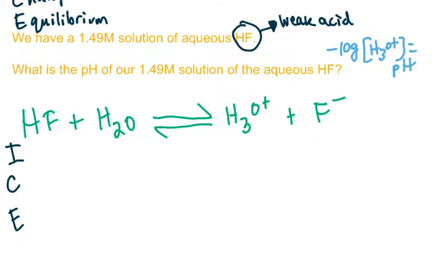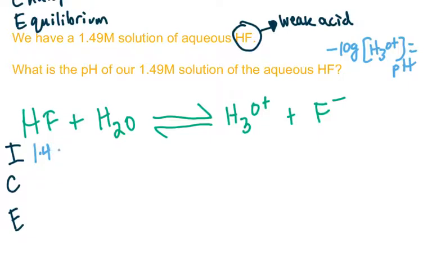So what we have to do is that we already have one part of the problem. It says we have a 1.49 molar solution of our aqueous hydrofluoric acid. That's going to be initially, we're going to start off with a 1.49 molar solution of our hydrofluoric acid. So we go and write that down in here. We start off initially, which is what the I stands for, with 1.49, oops, sorry about that.